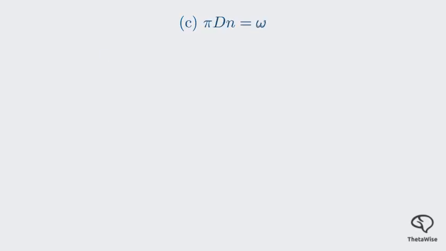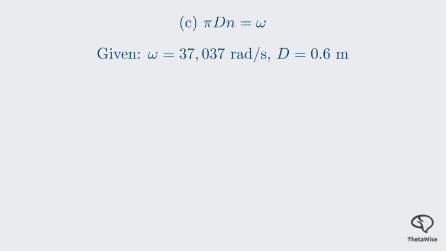Next, let's look at the second example. Here we are given the same angular velocity. Omega equals 37.037 radians per second and a diameter d of 0.6 meters. Our task is to find the rotational frequency, n, in revolutions per second. The key formula here is pi times d times n equals omega. This equation links the frequency of rotation, n, to the angular velocity, omega, through the diameter, d.